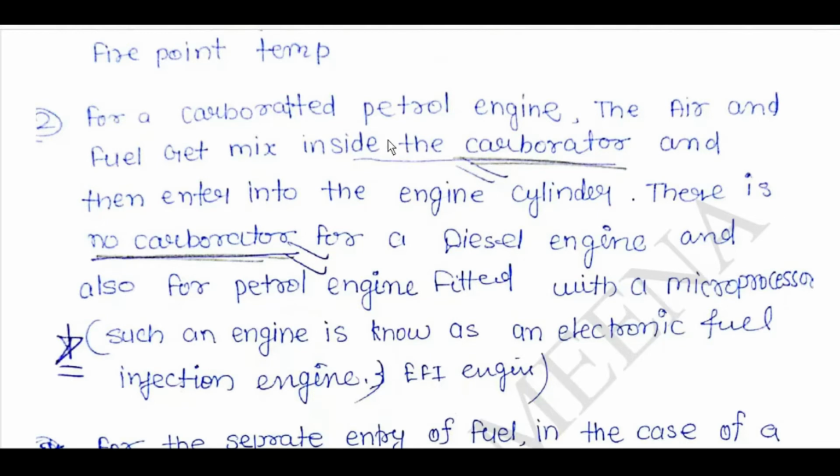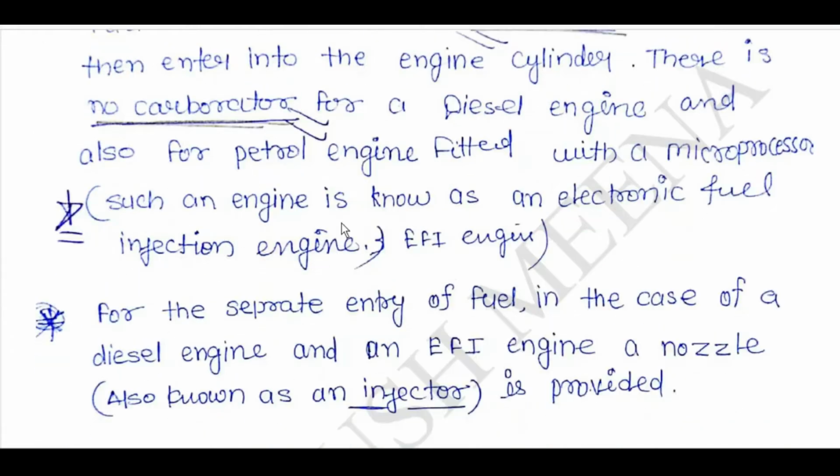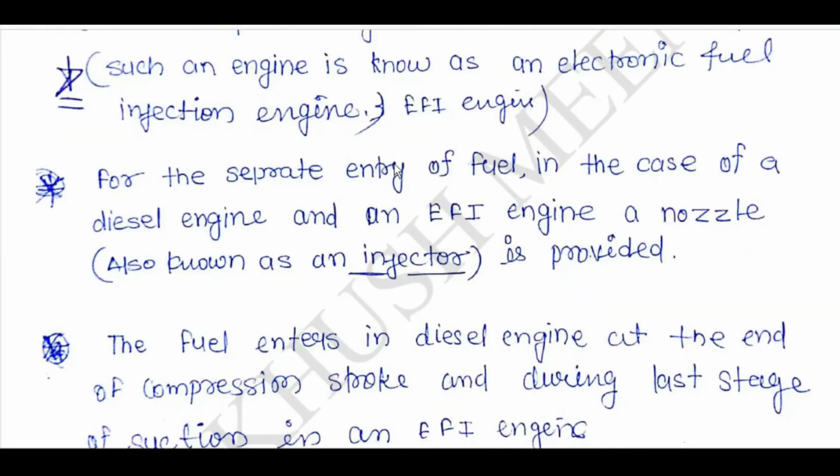For a carbureted petrol engine, the air and fuel get mixed inside the carburetor and then enter the engine cylinder. There is no carburetor in a diesel engine, and also for a petrol engine fitted with a microprocessor. Such an engine is known as an electronic fuel injection engine, EFI engine. For a separate entry of fuel in the case of a diesel engine and an EFI engine, a nozzle, also known as an injector, is provided.